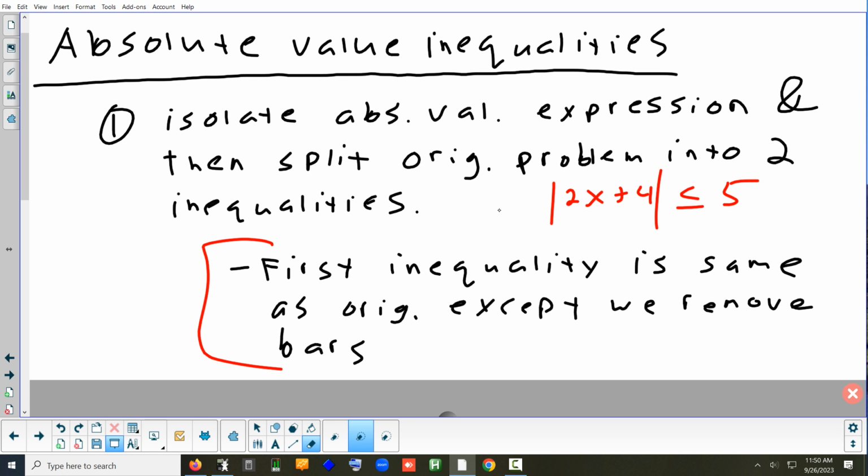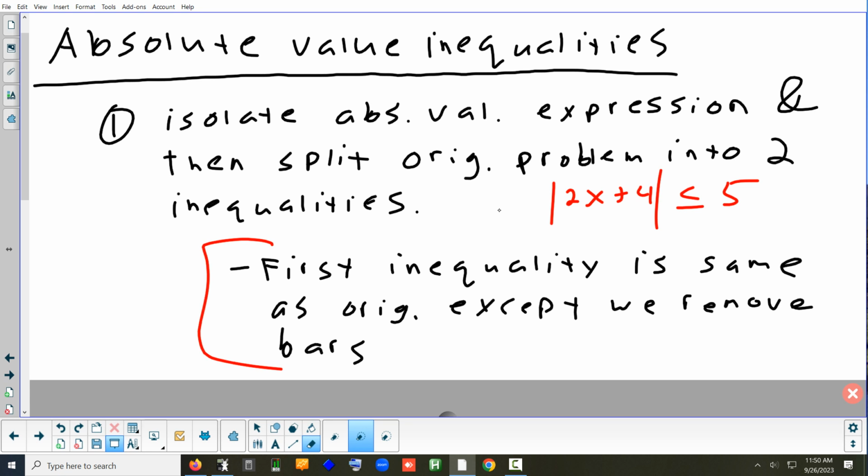So you can remove the bars and set it equal to x. You need to solve for x. So the first one, we get rid of the bars. And then what do you do for the second one? Could you just put a negative on the other side? So we got rid of the bars and we made the number on the other side negative.